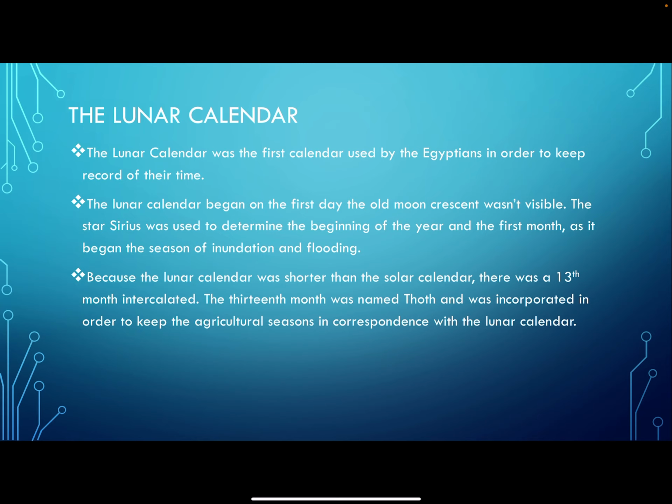So because of that discrepancy of the 5 days that were kind of left out in their year, it was made up into another month, just in order to keep the agricultural seasons aligned with the lunar calendar, as the calendar began to be more inaccurate with the growing crops.